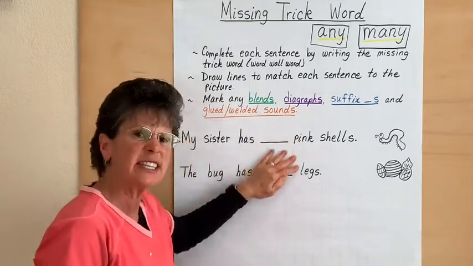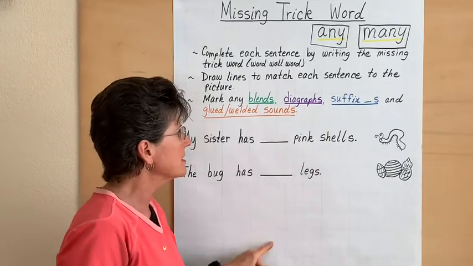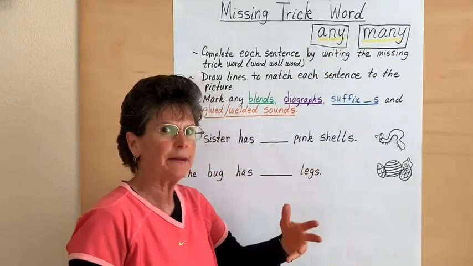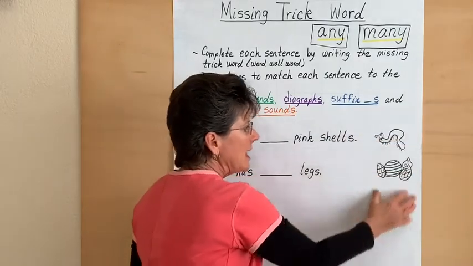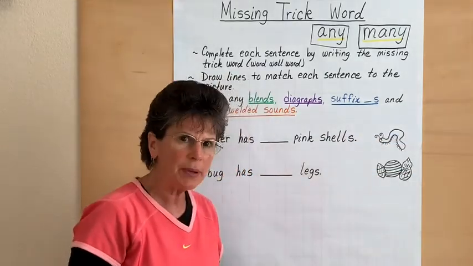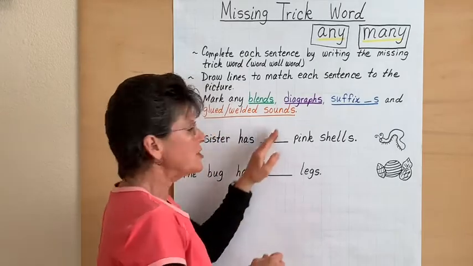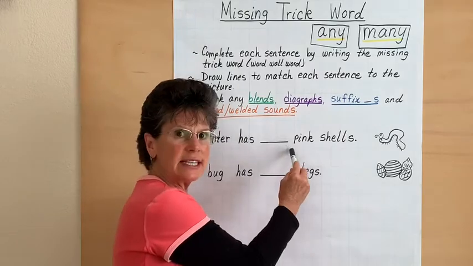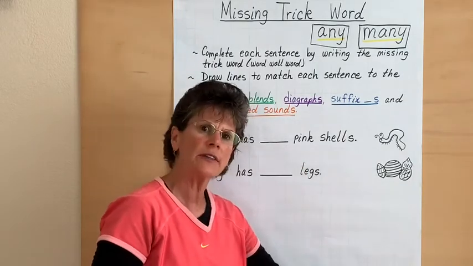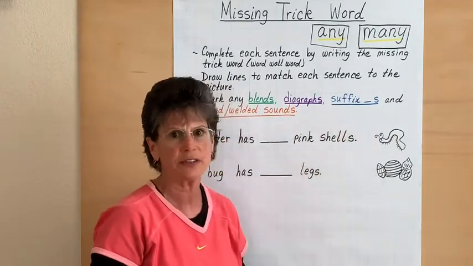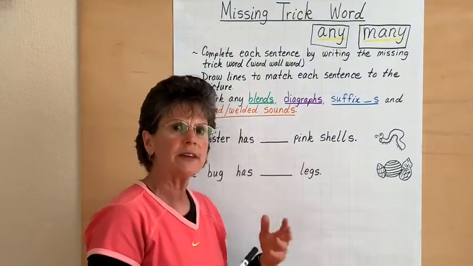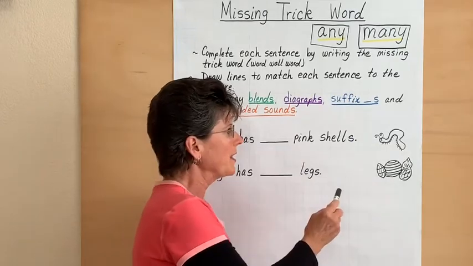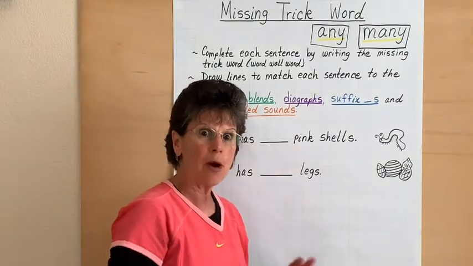So you're going to have a series of sentences with blanks, and you have to choose either "any" or "many" to fill them in. On the other side, you're going to notice a lot of pictures, because once you have all your words filled into your sentences, you're going to match your sentence to the picture that's somewhere along the side. They're not going to be directly across from it. So you're really going to have to think about what the sentence says and then try to find the picture that goes with it. And then we're going to go back and mark everything.